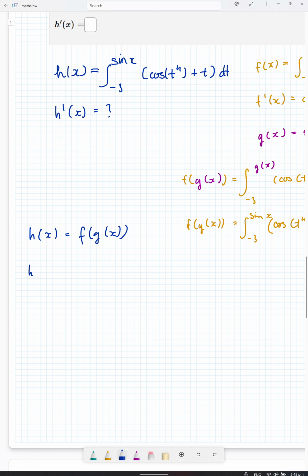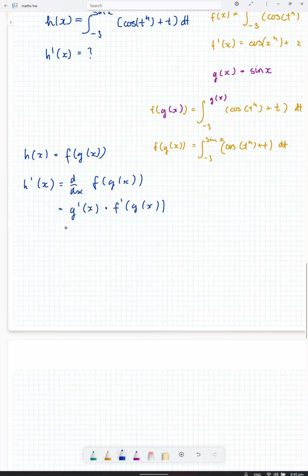And so then we need to look at h'(x). If we differentiate f(g(x)), we need to take the derivative inside the brackets. Inside the first function, inside f, we need to take the derivative of g and multiply it by the derivative of f, which is this. Okay, it's looking a little bit complicated, but let's go through this.